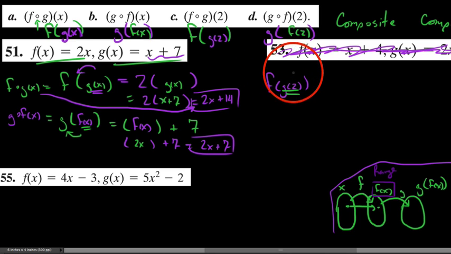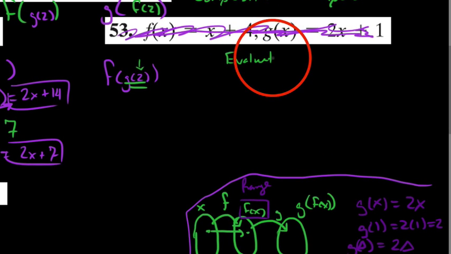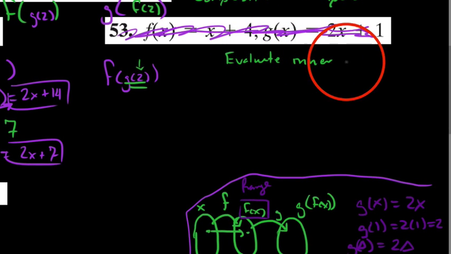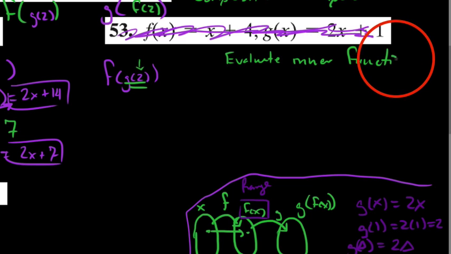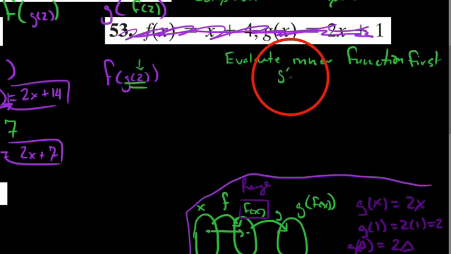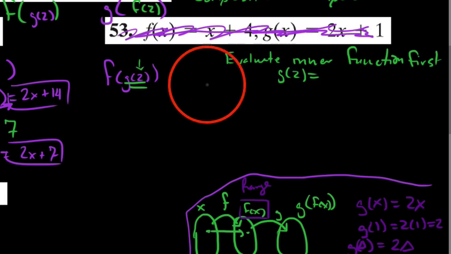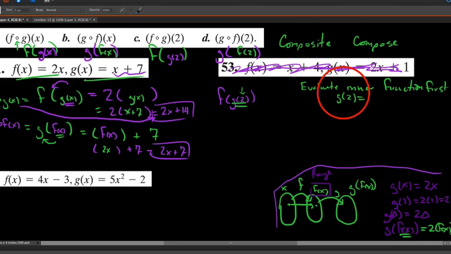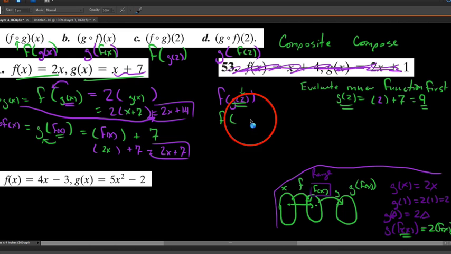Now here's the cool thing about it. If this is a number, we're going to evaluate the inner function first. And what I mean is, we could just go find g of 2. Given the rule here, g of x is x plus 7, everywhere I see an x, I'm supposed to go plug in a 2. We get 9. So the simple fact here is that g of 2 is equal to 9. Then we're going to go back over here and rewrite f of g of 2 as just f of 9.